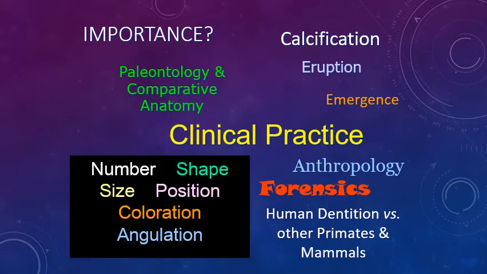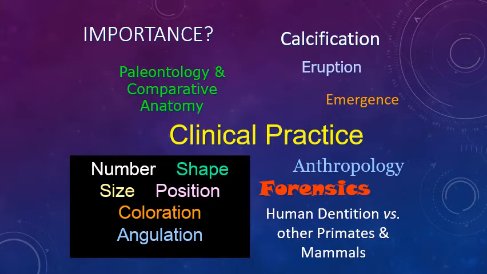So what exactly is needed in order to study all of these sciences? The number of teeth, the shape of teeth, their size, their position, and their angulation. All of these are considered whenever age estimation, for instance, is considered, or whenever we are comparing human teeth with other mammals or primates.